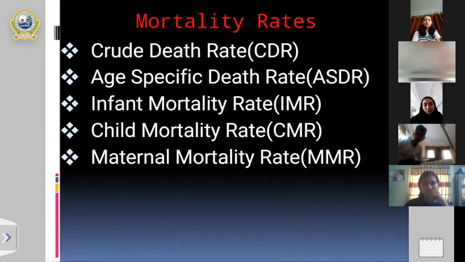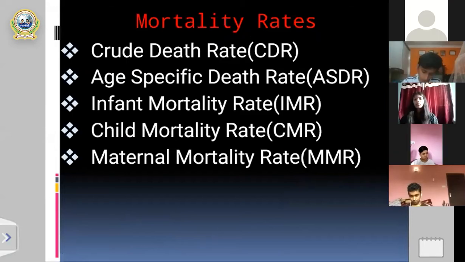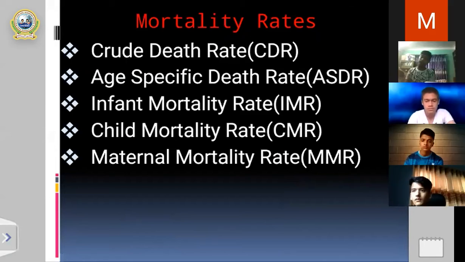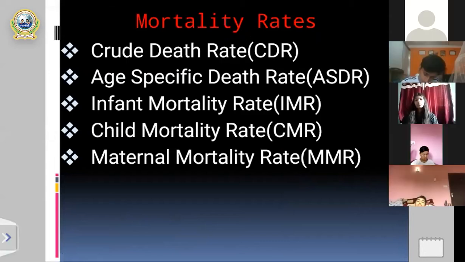You can see on the slide, mortality rates. As we all know, there are three factors that change the size of population. First, birth rate, that's fertility. Second, mortality, so death rate, and last, the migration rate. So the three factors, birth, death, and migration, change the size of population.